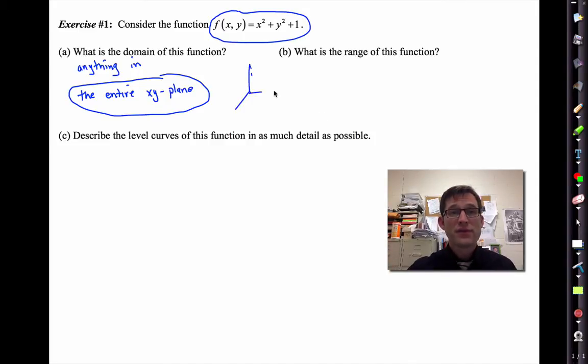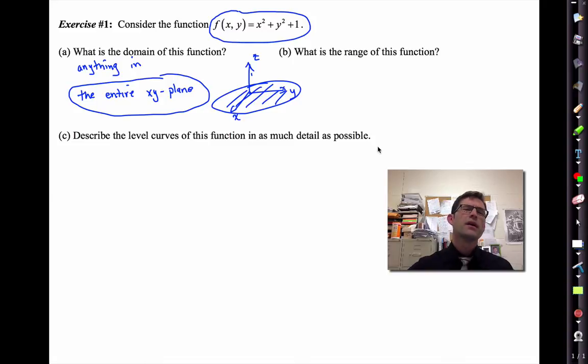So when I graph this thing, I have my z-axis and my x-axis and my y-axis, and I can take any point in this plane and I'll get a z value. Now the range is a little trickier. I really want you to think about this. Now remember, the range is all about the values that z can have, the values the output can have. So think about that a little bit.